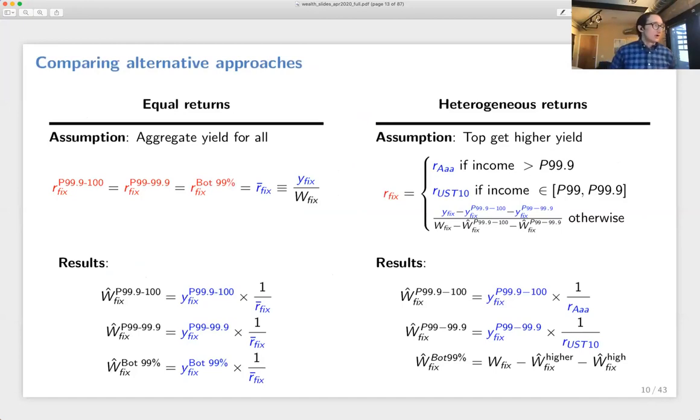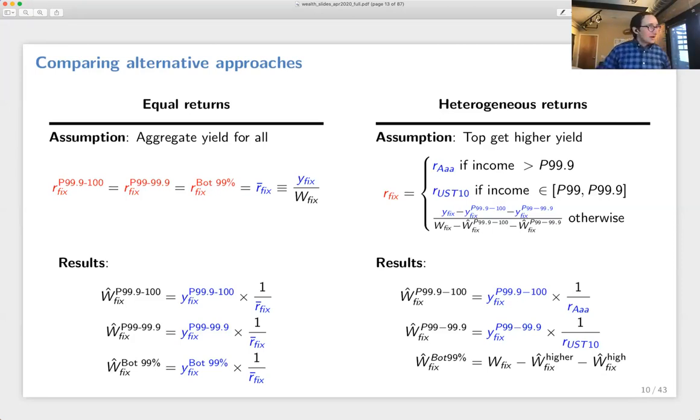So here I'm going to compare the two approaches that we compare in the paper. One is the equal returns approach on the left. The assumption here is going to be aggregate yields for everybody. So everybody gets the same rate of return. If we were all holding the exact same asset, this would be a totally reasonable assumption. Okay, and so I'm going to break the groups actually into 3 groups, because that's going to correspond to what we now do in the paper.